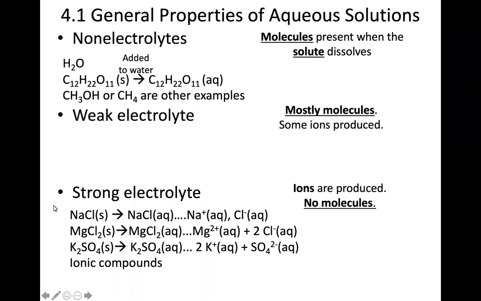And we had examples that were strong electrolytes. Thus far, we characterized ionic compounds as being strong electrolytes. When we added those to the water, ions were produced. We didn't find any molecules. And we didn't have any examples of weak electrolytes, but we will this evening.